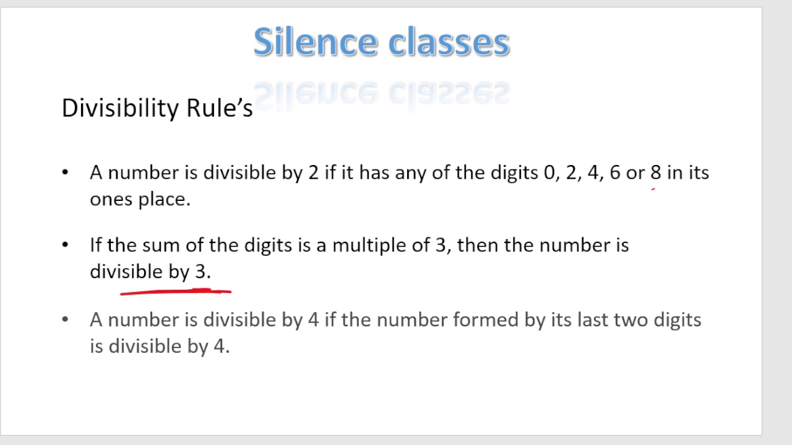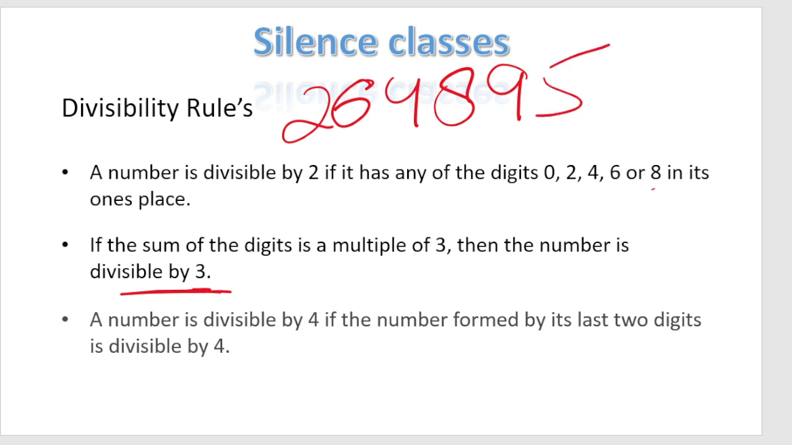Now the divisibility rule of 4. A number is divisible by 4 if the number formed by its last two digits is divisible by 4. Means we have to check it out. The number given to us is 264,895. Now we have to take the last two digits of this number. We don't have to take the complete number or all the digits. We just have to take the last two digits and divide by 4.